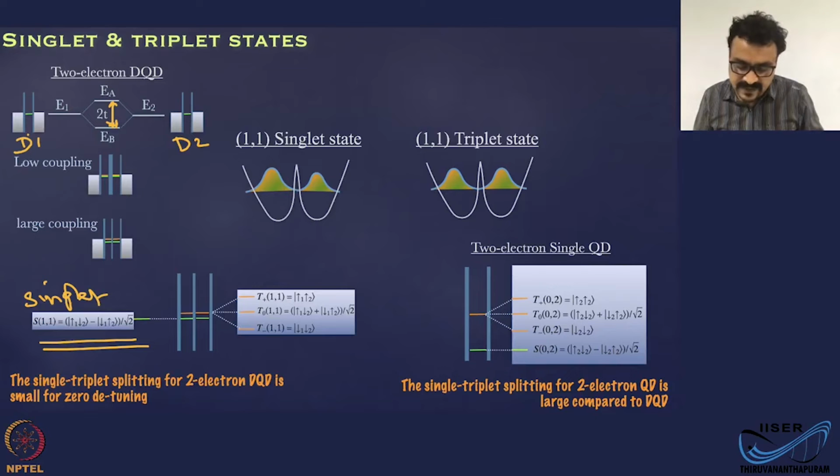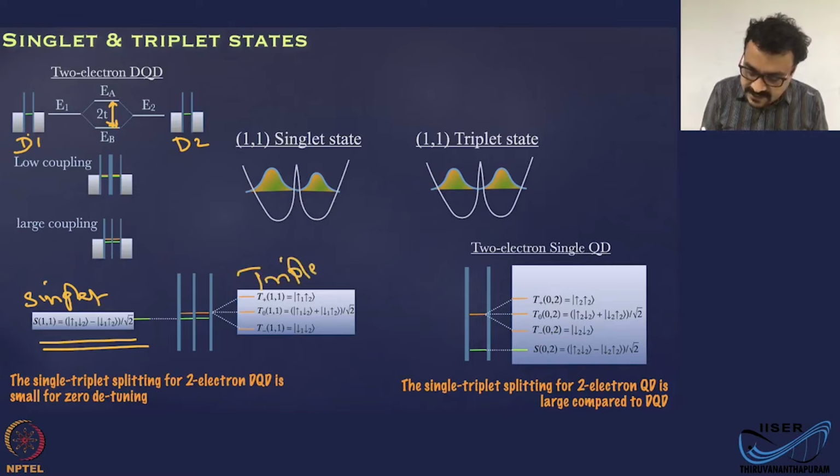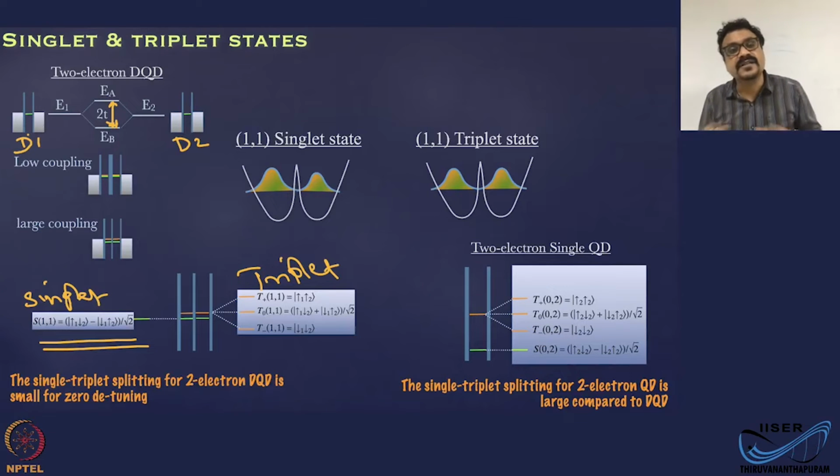And you also have a symmetric state. That is what you are going to get when you do this. So now you have a singlet state, and you also have a triplet state. That means there are three degenerate states, three states with the same energy. That is T1, 1: up up, down down, and down up plus up down by root 2. Okay, these are three states.